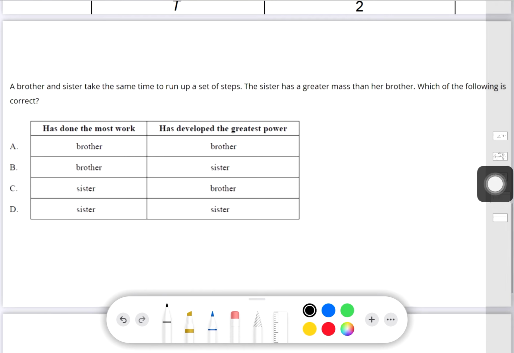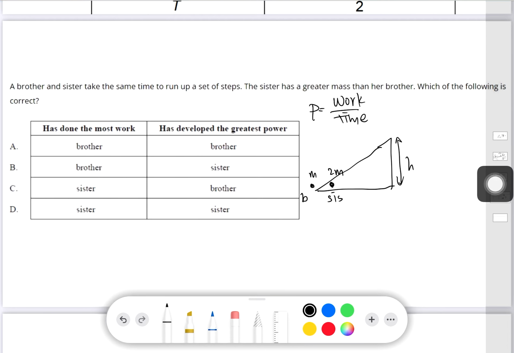For this question, it is a work problem in which two bodies of different masses run up a stair of steps. So we know that power is work over time. In this scenario, let's just assume that it is a slope that they're moving up, right? So this is the same height, and the work done would be the work that it takes to walk up the slope. Let's have a mass m, and let's have a mass 2m, just a greater mass. So this is the brother, and this is the sister.